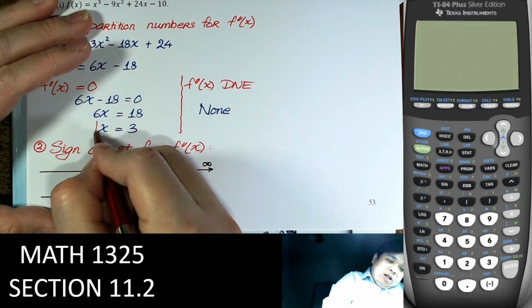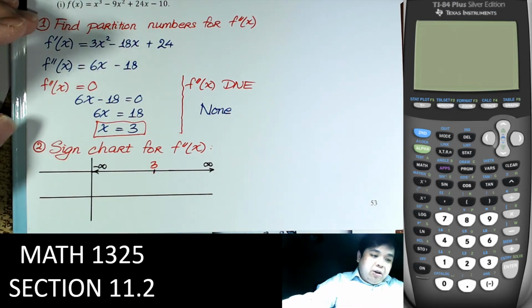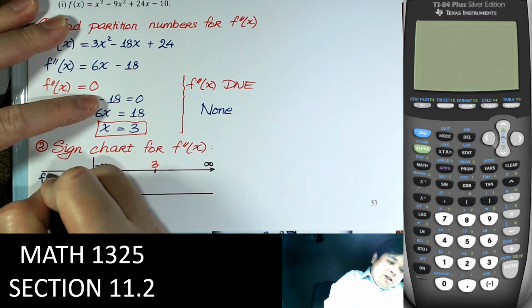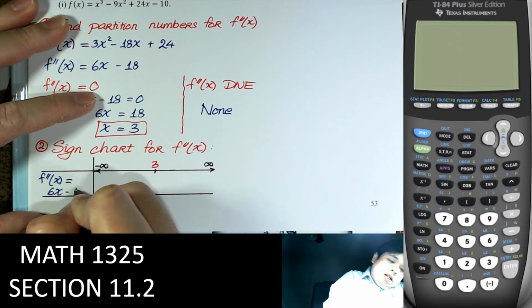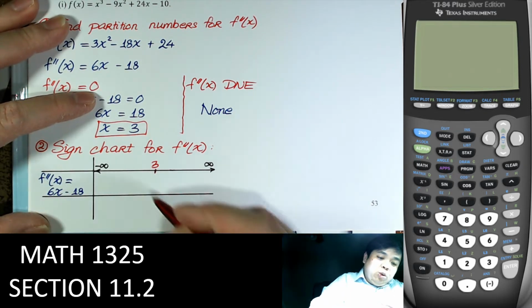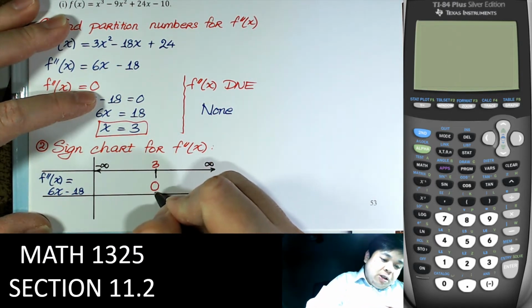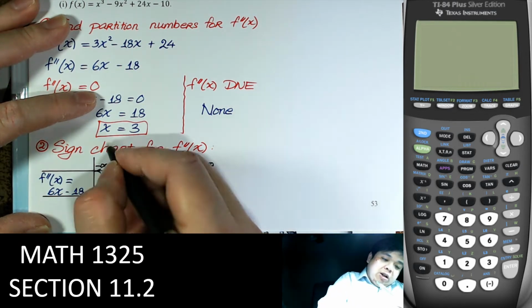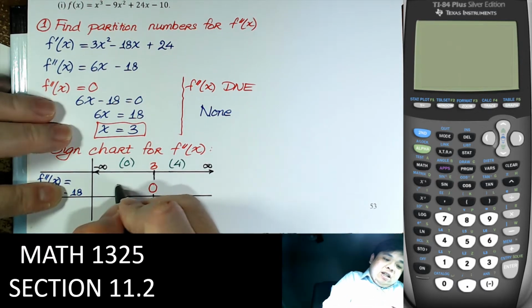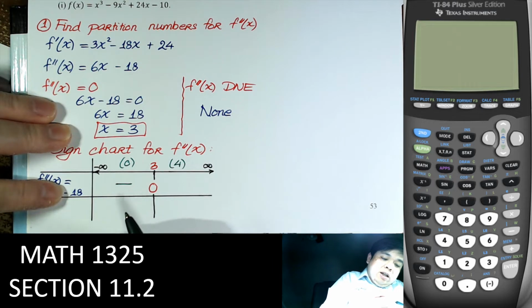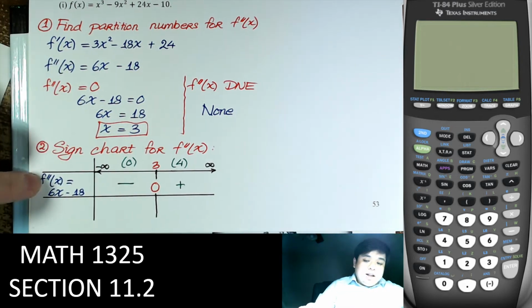There's only one partition number for the second derivative, and the second derivative is 6x minus 18. When x equals 3, the second derivative equals 0. Right, for test values I choose 0 and 4. Put 0 in for x, we have negative 18. And put 4 in for x, that's 24 minus 18 is 6, so it's positive.